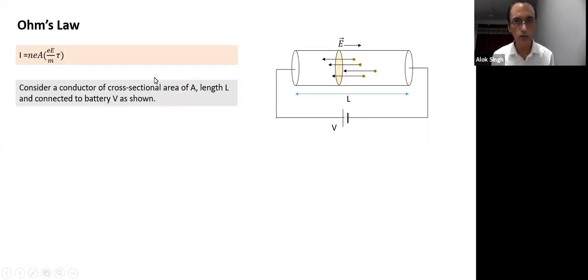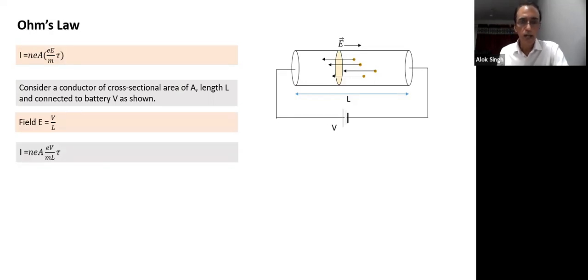Consider a conductor of cross-section area A and length L connected to a battery as shown. We substitute the field, which is V by L, and I get a linear relationship: I is proportional to V. What does this equation indicate? If I double the potential difference, the current also doubles. In other words, current in a conductor is directly proportional to the potential difference applied across the conductor, which is Ohm's law.